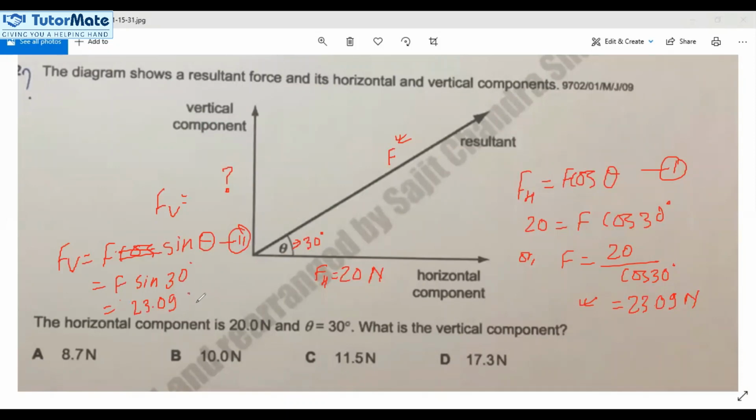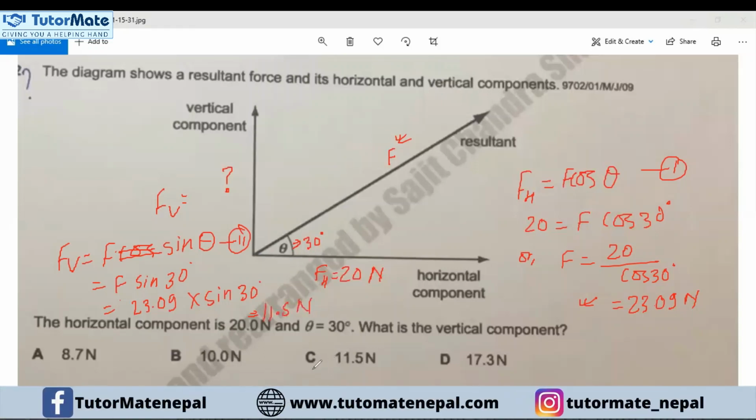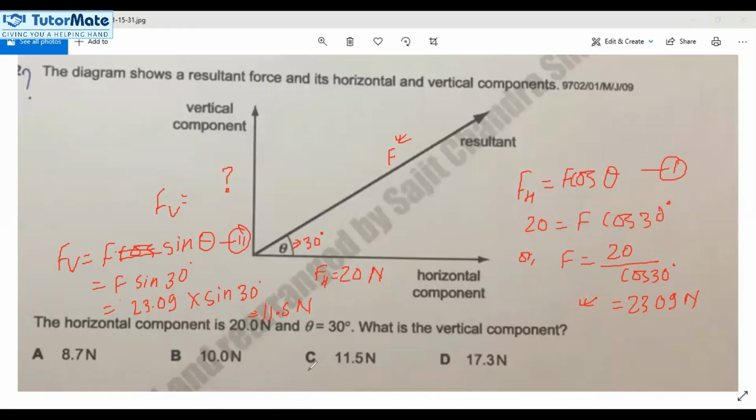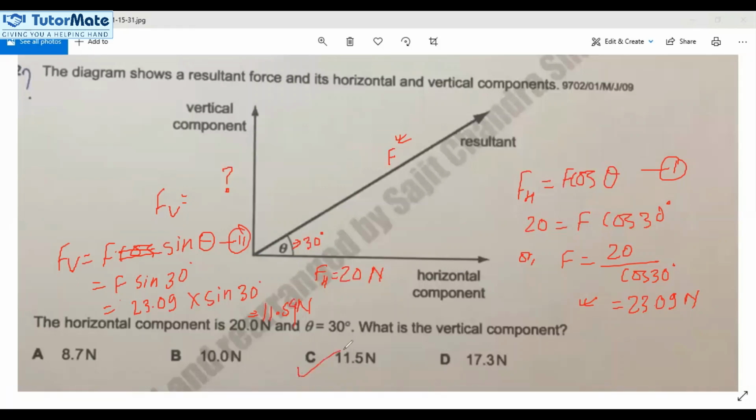Now we substitute this value in equation 2, 23.09 Newton times sine 30, which gives 11.54. Since this is an MCQ question with four options, and 11.54 is quite near to option C, option C is the correct answer. Yeah. Okay, good. We did it.